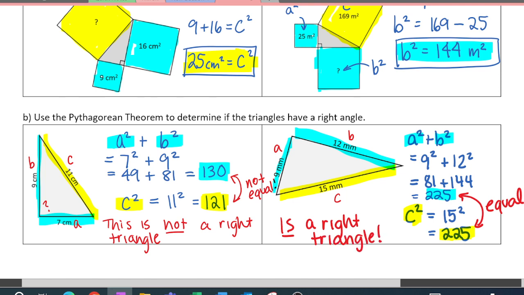Right. And that's your introduction to the Pythagorean relationship.